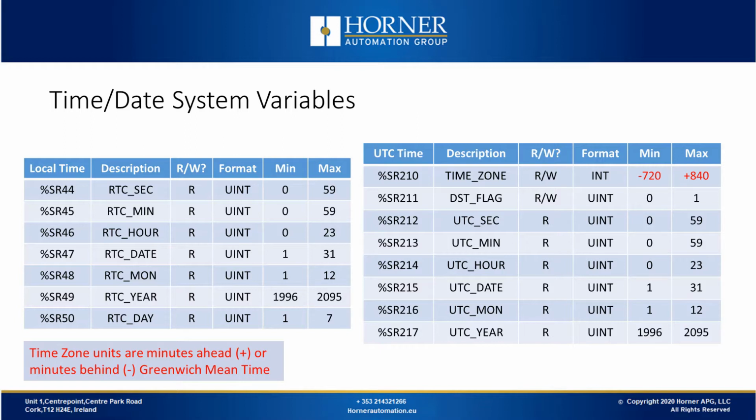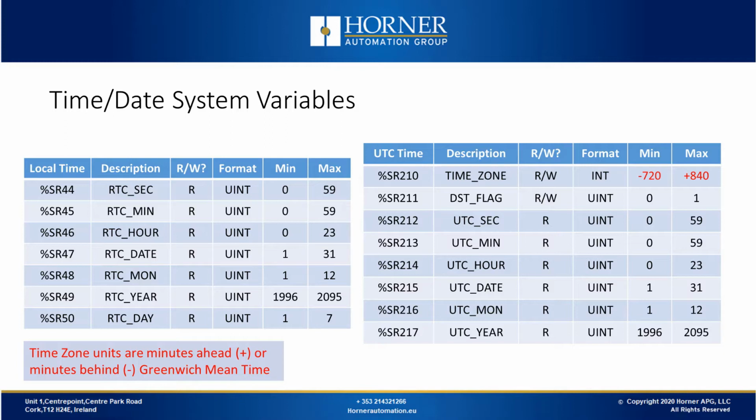In addition to local time on the left, you've got UTC time on the right. You've got a very similar set of system registers available for universal time. Starting with system register 212, you can see the same 6 registers in terms of content for time and date. But there are 2 extra registers, 210 and 211. They're used for time zone as well as the daylight savings time flag. They're the only parameters that are read-write, everything else is read-only.